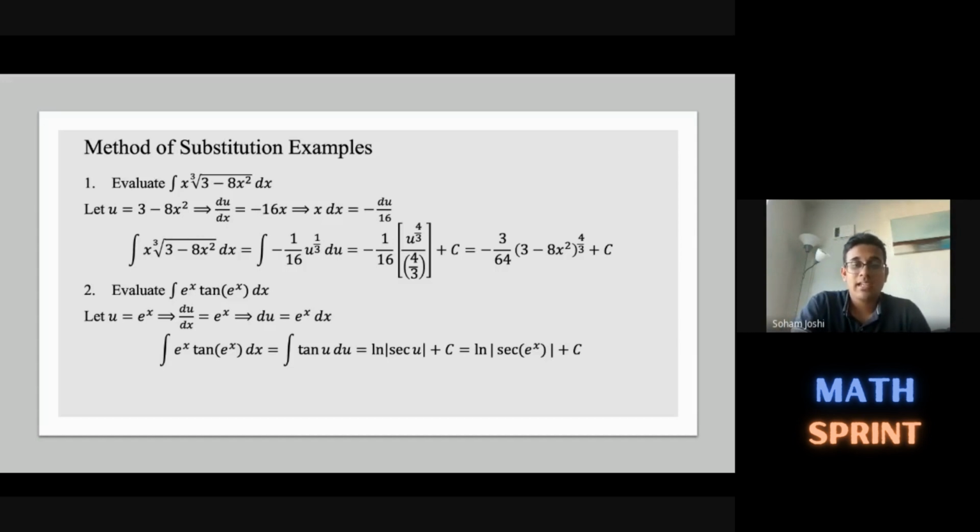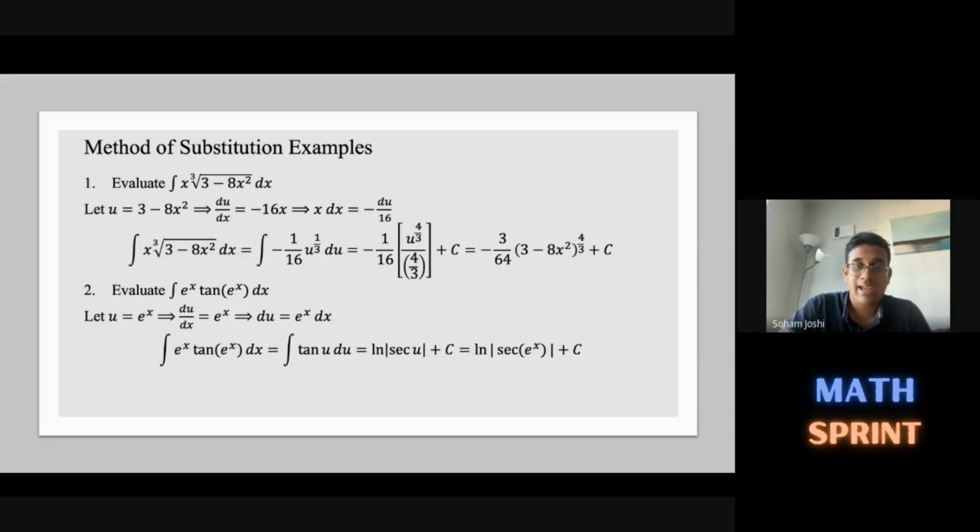Okay, here's another problem below. We need to integrate e to the power of x times tan e to the power of x with respect to x. So we're going to set our temporary variable u to be e to the power of x. Now differentiate u with respect to x. du by dx is equal to e to the power of x. Rearrange the terms so that du is equal to e to the power of x dx.